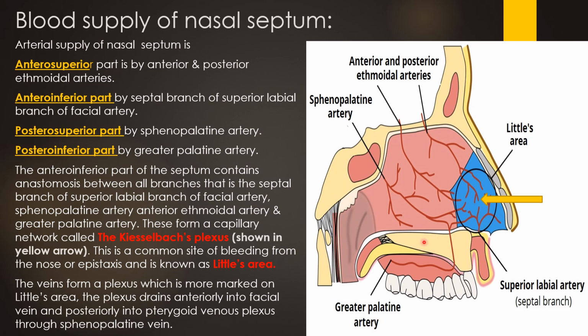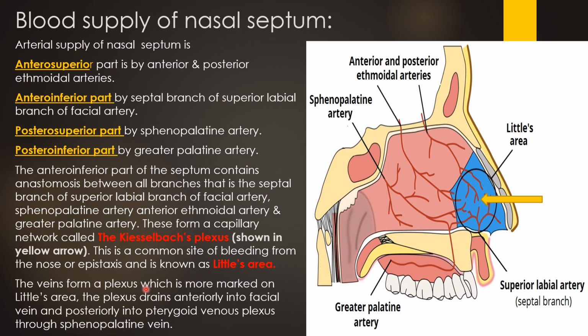So the anterior inferior part, you see over here, this circled blue area, contains an anastomosis between all the branches. Basically, they are four in number: the septal branch of superior labial artery, anterior ethmoidal artery, sphenopalatine artery, and greater palatine artery. These four arteries anastomose with each other and form a capillary network, known as Kesselbach's plexus. This is a common site of bleeding from the nose, known as epistaxis. That's why this anterior inferior area of the nasal septum is also known as Little's area.